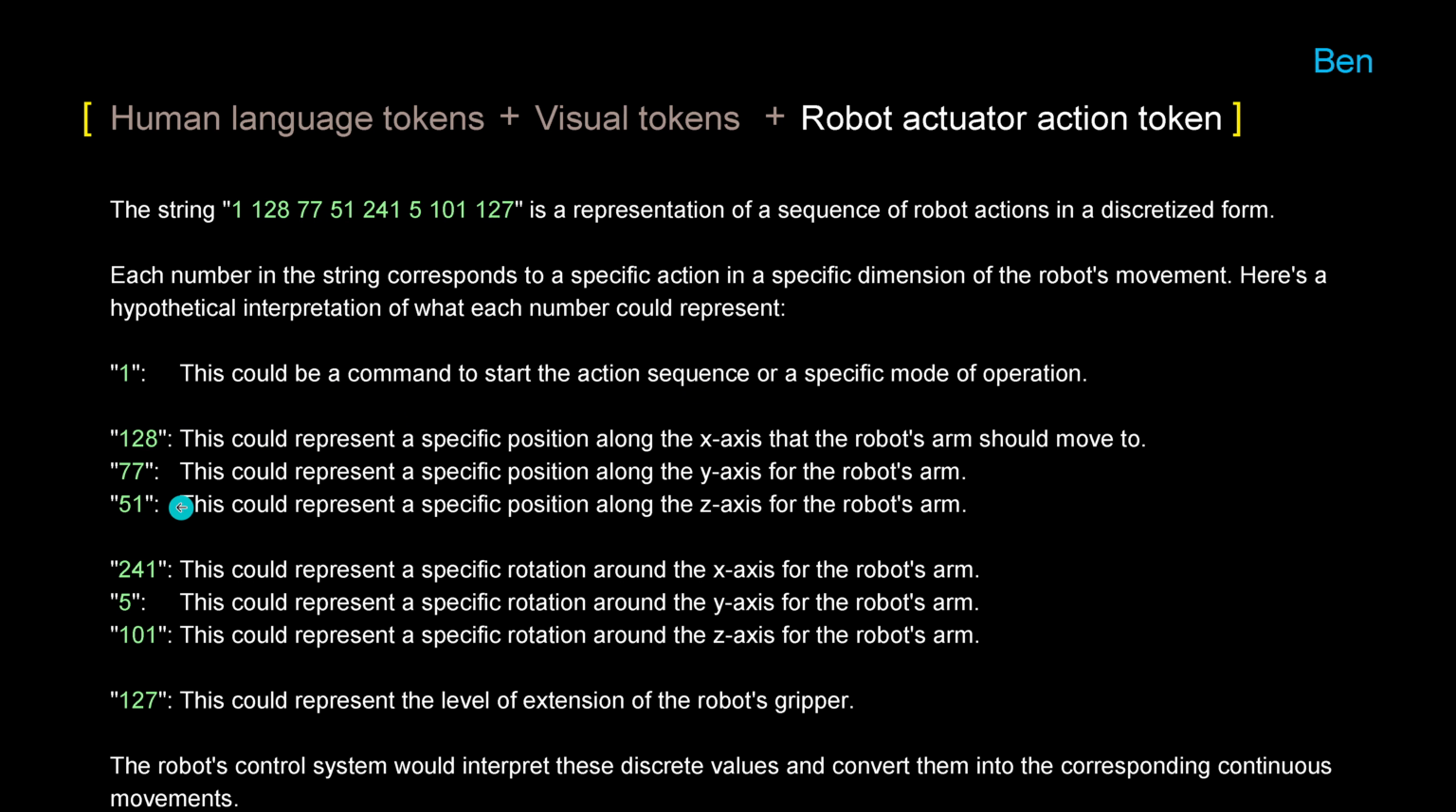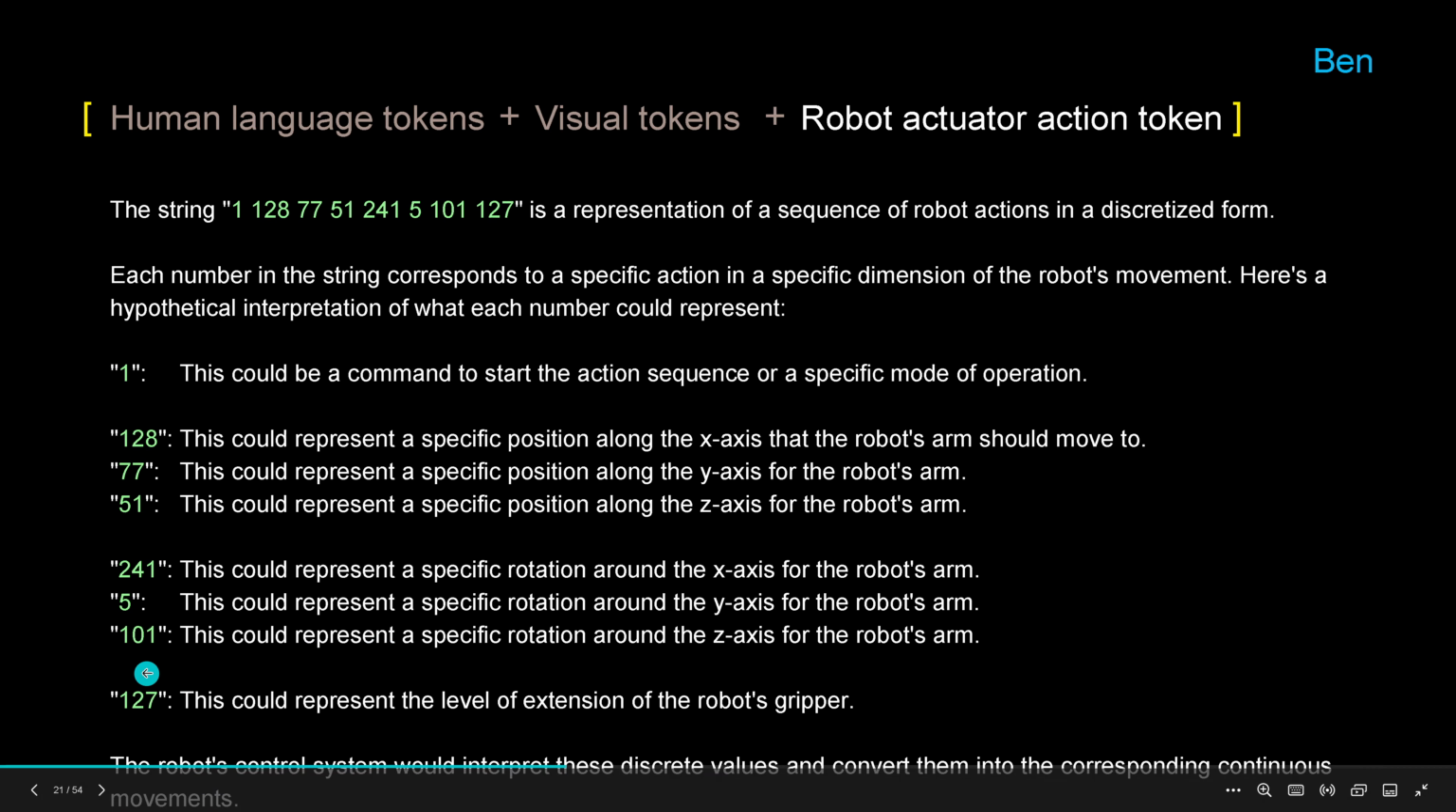Then the first 3 numbers give you a specific position along the x-axis, the y-axis, or the z-axis. Then you have 3 rotational degrees of freedom. And for example, if you have an additional amount, this could represent the level of extension of the robot's gripper, now encoded in some action tokens. And more or less, this is it.